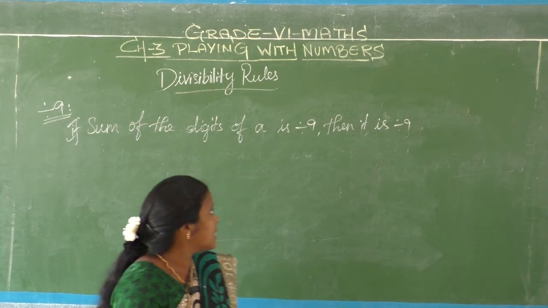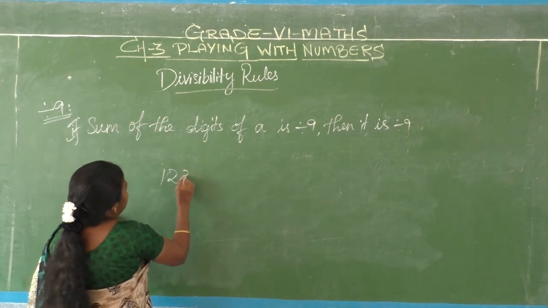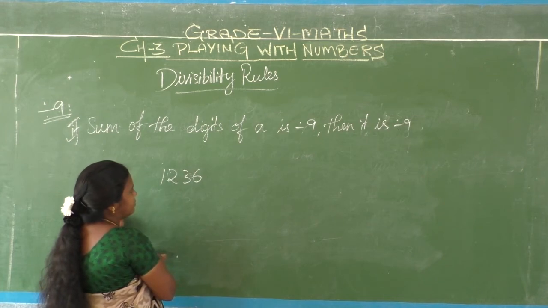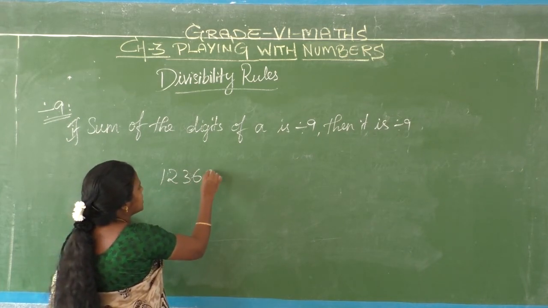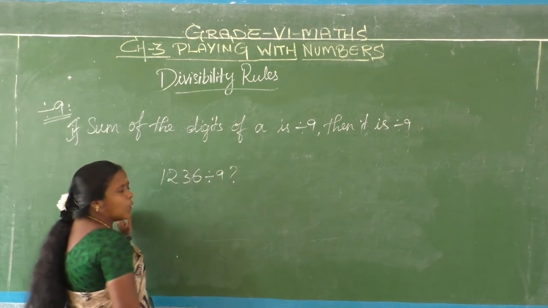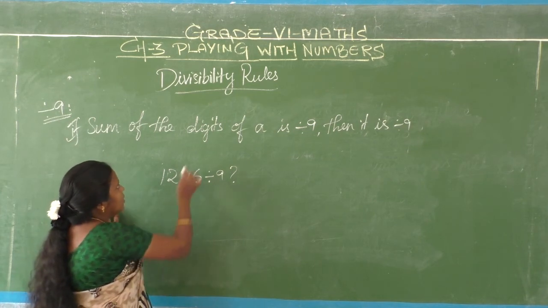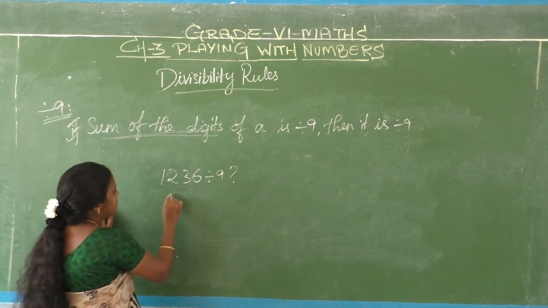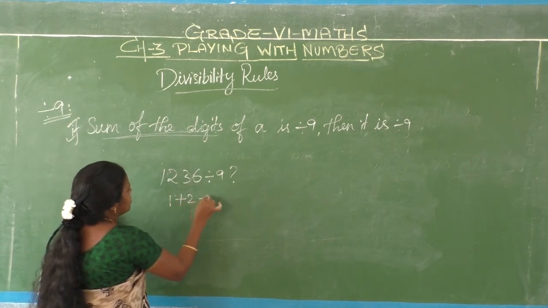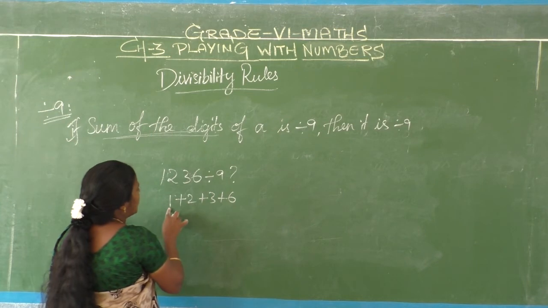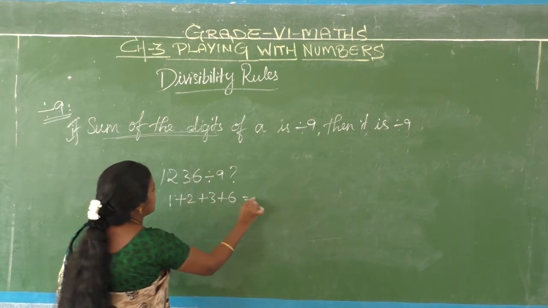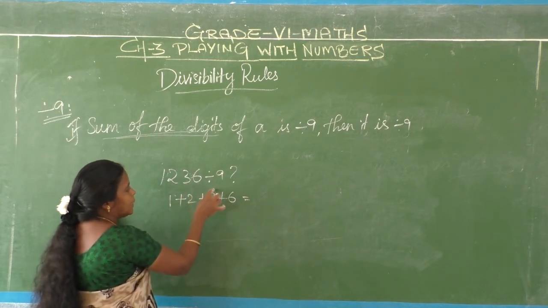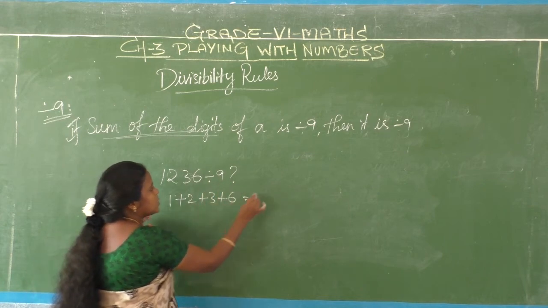For example, like this I am taking: is 1236 divisible by 9 or not? How to check? Apply the rule. What is it telling? Sum of the digits. Adding the digits, what comes? 1 plus 2 plus 3 plus 6. 1 plus 2 is 3, 3 plus 3 is 6, 6 plus 6 is 12.